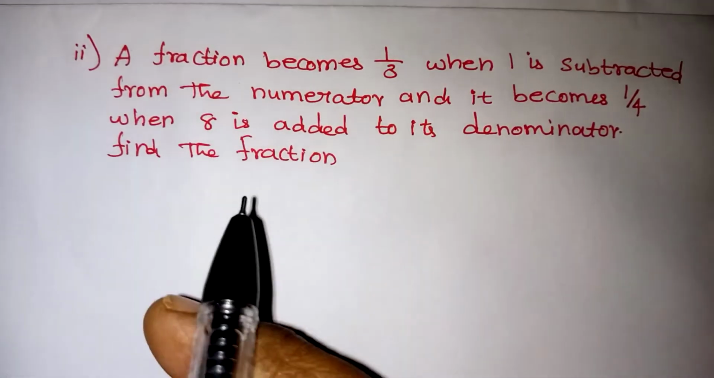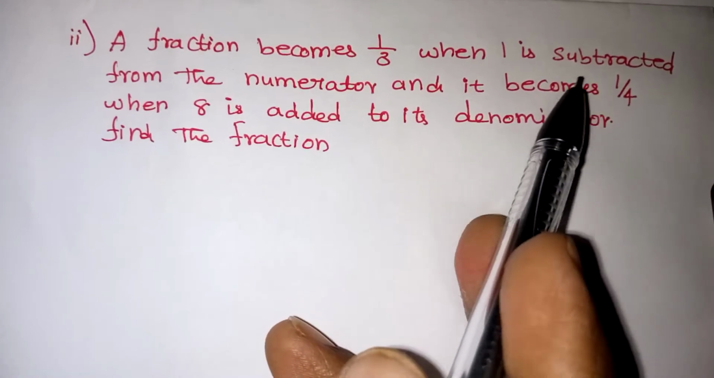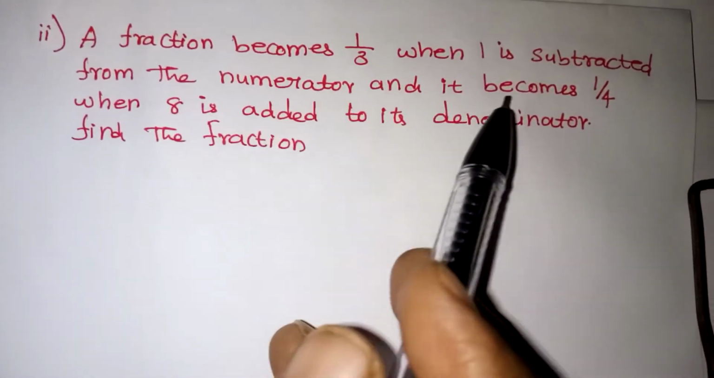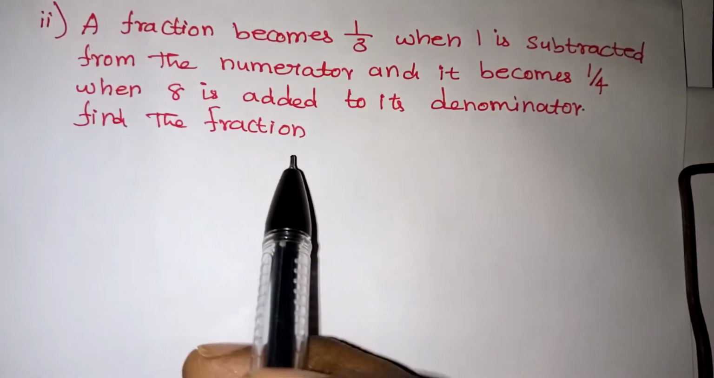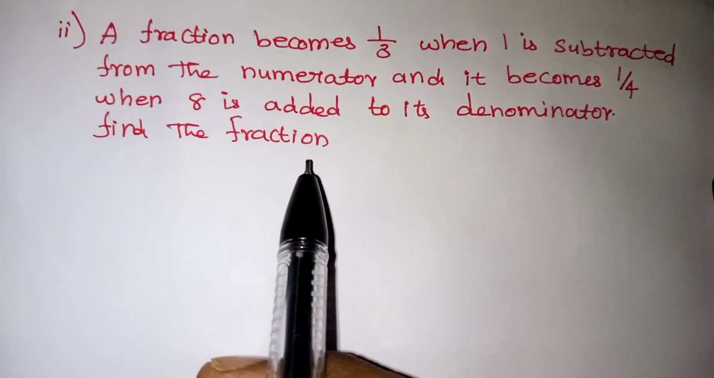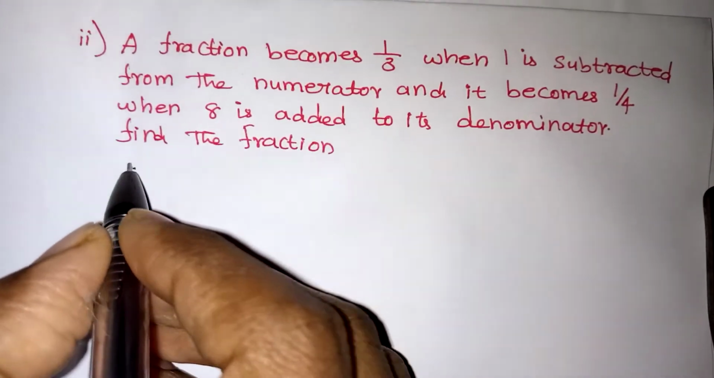So this is our second question. A fraction becomes 1 by 3 when 1 is subtracted from the numerator, and it becomes 1 by 4 when 8 is added to its denominator. Find the fraction. So in the beginning, we don't know what the fraction is. So let us consider the fraction is x by y.